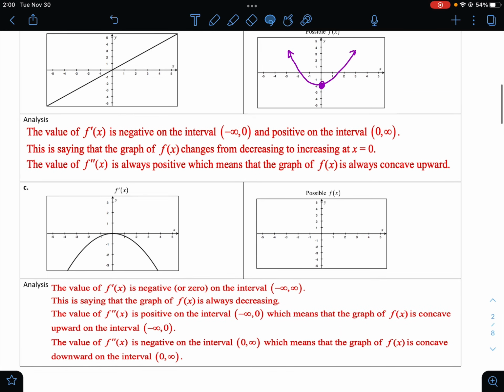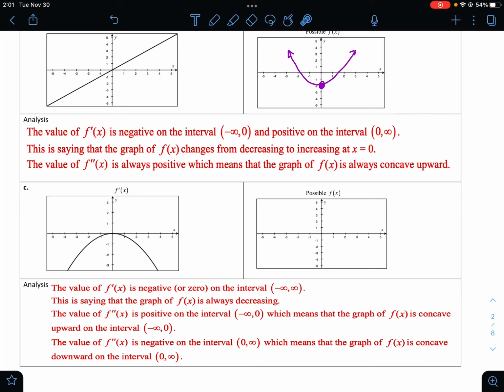Third one here, f prime is negative, so our function should be decreasing the whole time, with the exception at x equals 0. At x equals 0, the derivative is 0. So the function is not decreasing there. All right, so we already know our function is always decreasing.